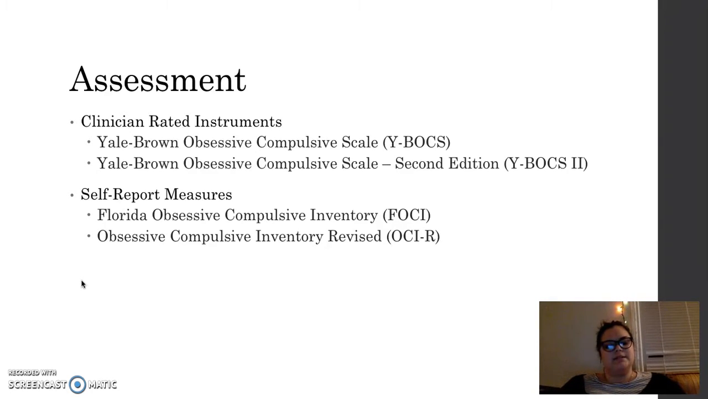Good internal consistency here, good convergent validity, because it has strong associations with self-reported obsessive compulsive symptoms, and the severity score is correlated with the severity score on the YBOCS.